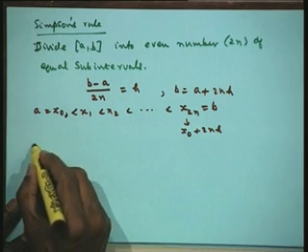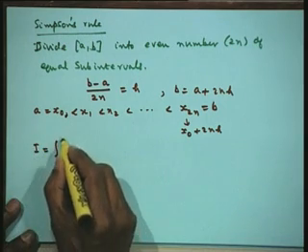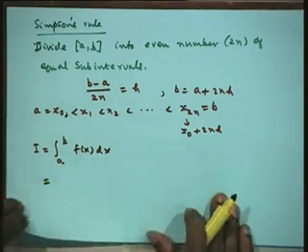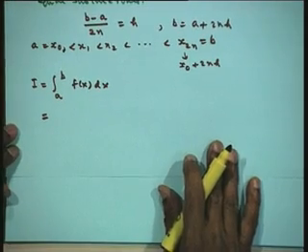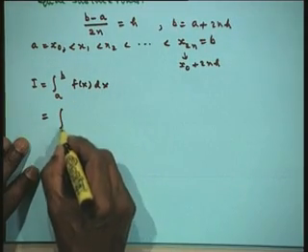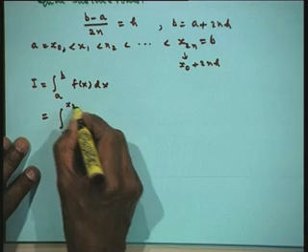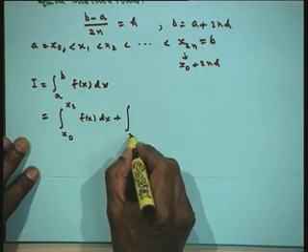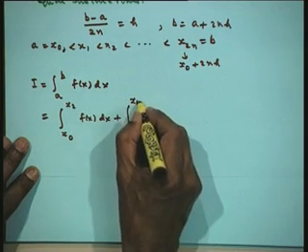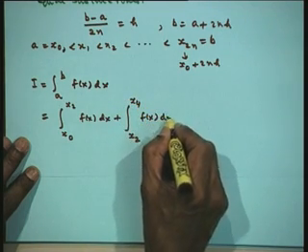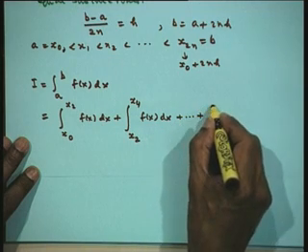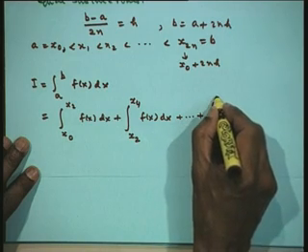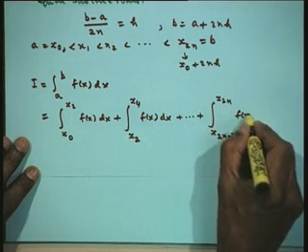Therefore we divide the integral from a to b of f x dx as equal to, each one of them should contain 3 points. Therefore I would take the first integral as x0 to x2 of f x dx, then the next integral from x2 to x4 of f x dx, and the last interval will be x2n minus 2 to x2n of f x dx.